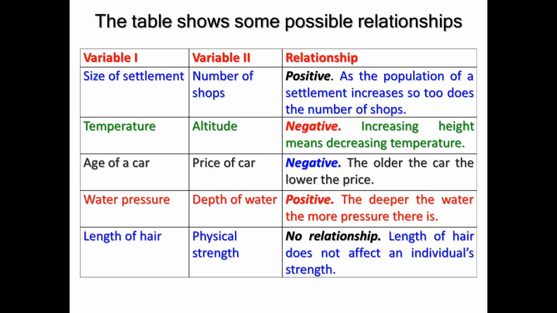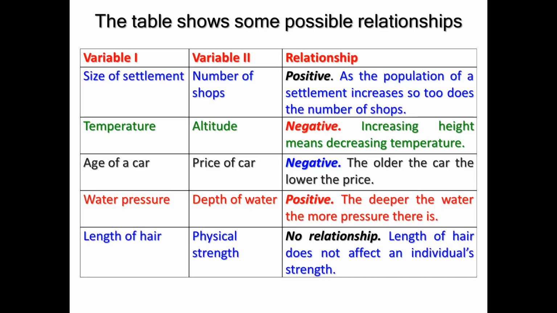The table below shows some of the possible relationships. In this table, there are three columns. In column number 1, we have variable 1. In column number 2, we have variable 2. And in column number 3, relationship. Let's see the first row. That is the size of settlement and the number of shops. The relationship is positive: as the population of the settlement increases, so too does the number of shops.